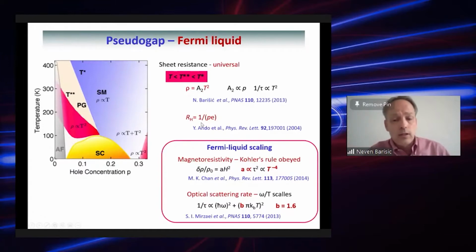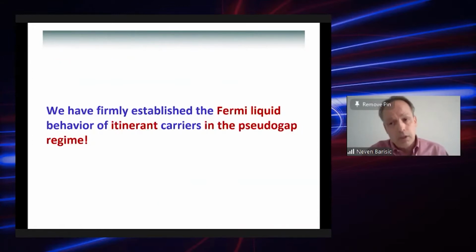Finally, to really demonstrate that we are dealing in the thermal liquid with itinerant carriers, which are thermal liquid-like, we look for the scalings. We know which scaling we need to look for. We established that Kohler's rule is obeyed. It's the typical thermal liquid scaling. And we also demonstrated from optical spectroscopy that the optical scattering rate exhibits more or less thermal liquid scattering rate. With these two scalings, which are really rare scalings demonstrated in cuprates, we have, in my opinion, firmly established that the itinerant carriers in the pseudogap regime behave as thermal liquid carriers.